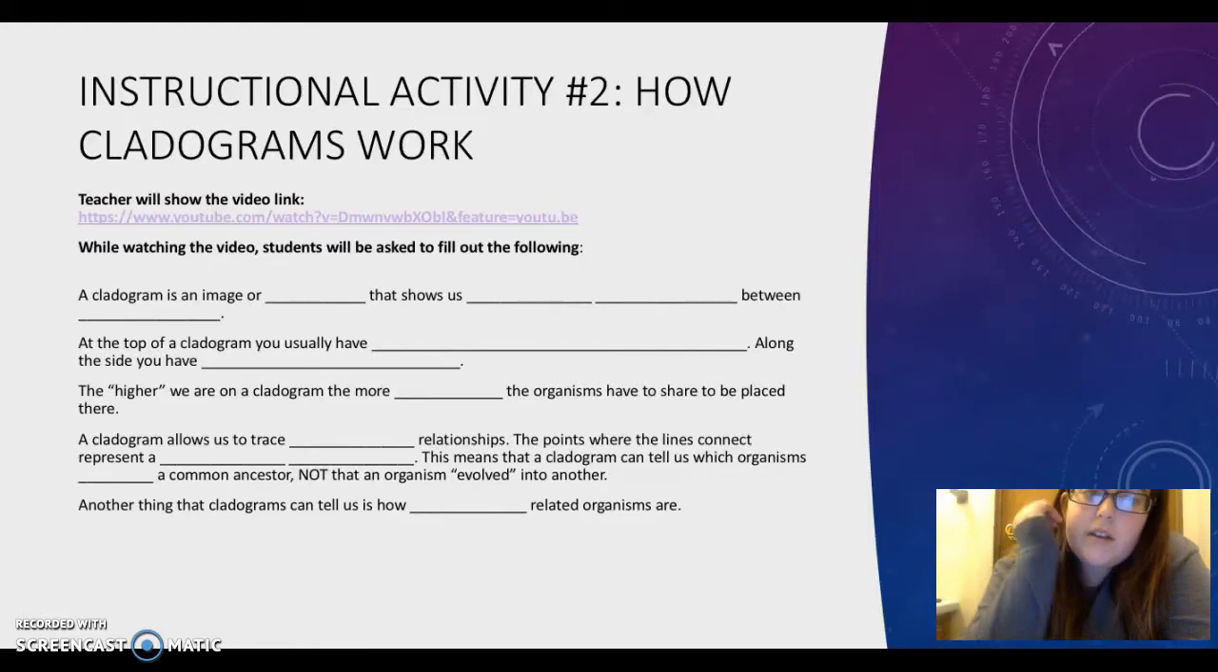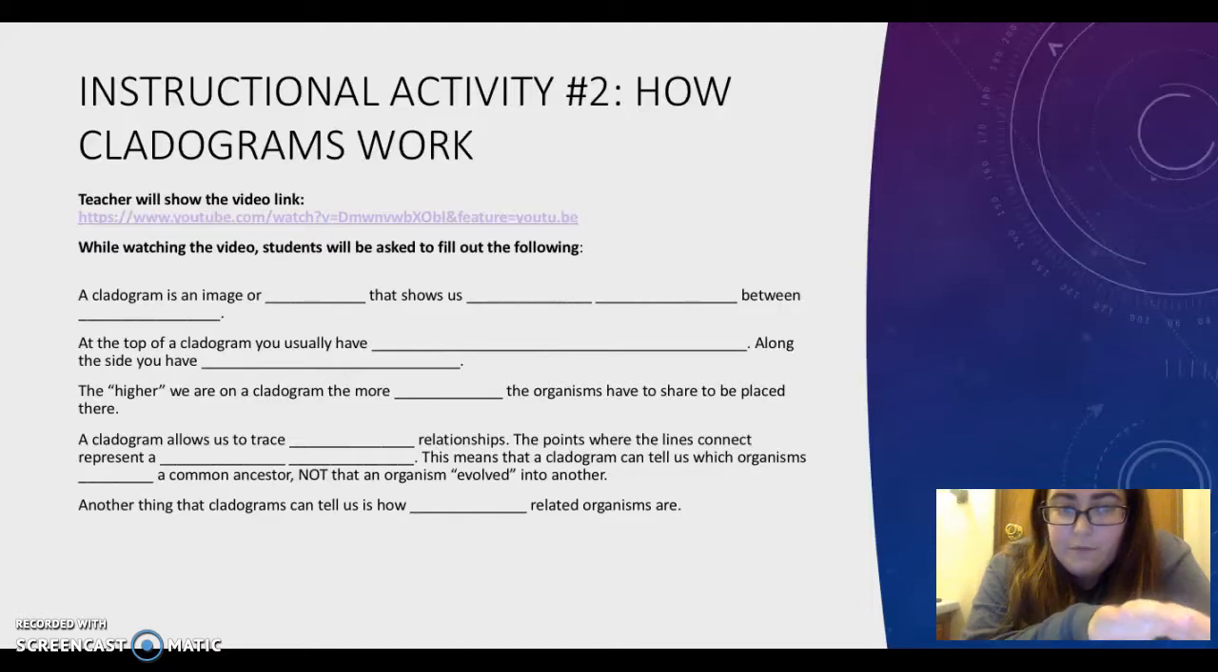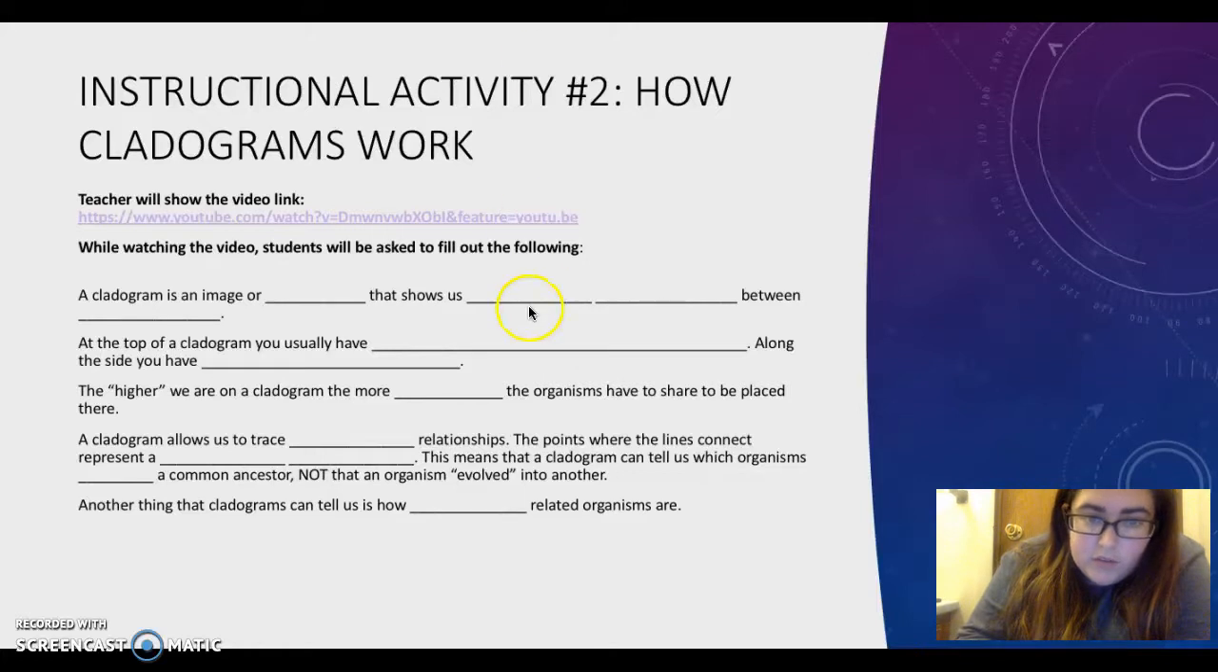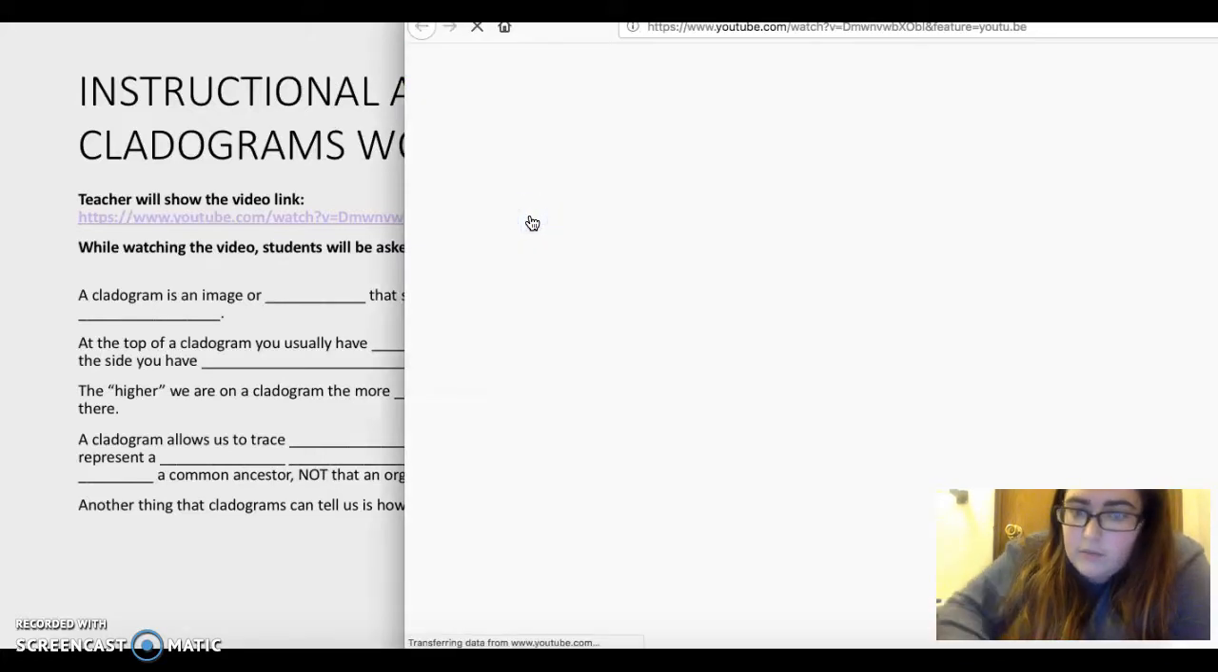So for instructional activity number 2, we would discuss how cladograms work. So I found a YouTube video that explains this pretty well, and to keep students intently listening during the video, I would have them fill this out, fill in the blanks while they were watching. So I will play that video now.